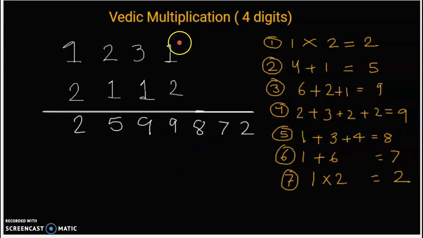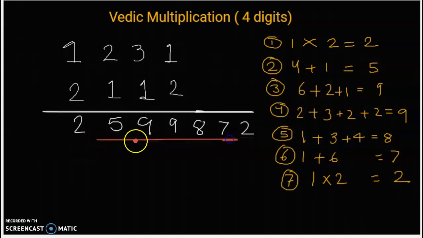In sixth step we will take last 2. So 1 times 1 is 1, and 2 times 3 is 6, and 1 plus 6 is 7. So 7 we have written over here. And finally last step, 1 and 2, so we will multiply it. So 1 times 2 is 2, and 2 we have written over here. So 2599872, that is our answer.